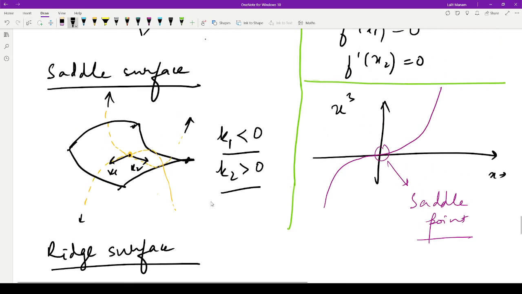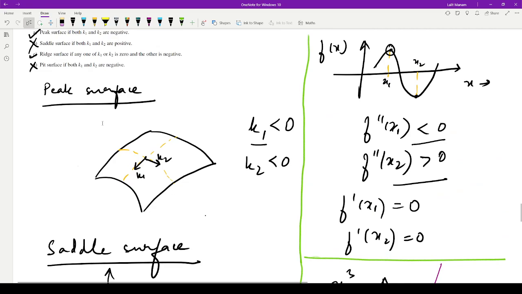What about this? H is less than zero. Why? One is positive, another is negative, and I did not specify which one is bigger than the other, right? So okay, H is something we don't know, but K is negative. K is the product, right? K is negative for sure.